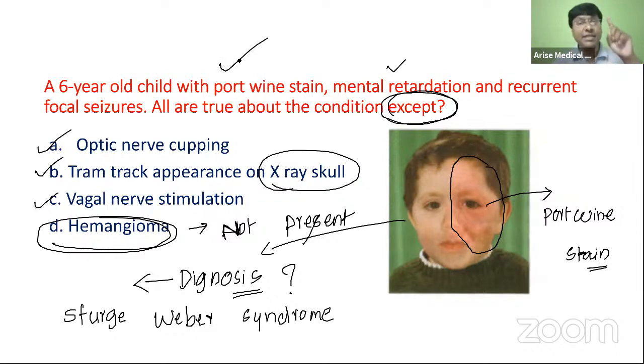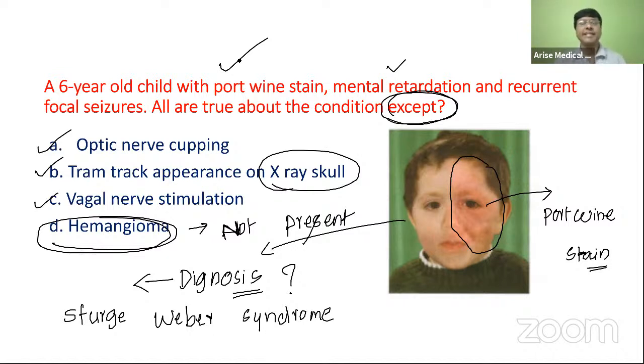And I'm telling you multiple times, please don't be in a hurry while answering the questions. Read the question completely. Read the options completely, right? And I have seen Naga Deekshita, I have just shown the slide and immediately she answered tram track appearance of the X-ray skull. So, please don't be in a hurry while answering the questions, right?